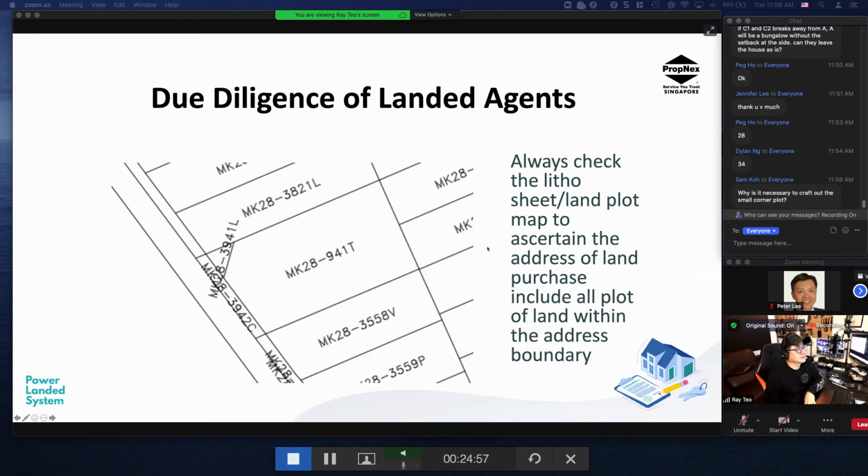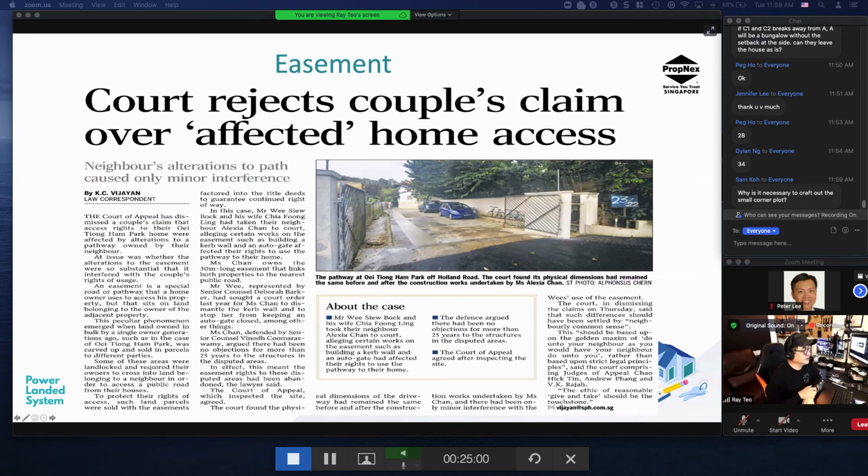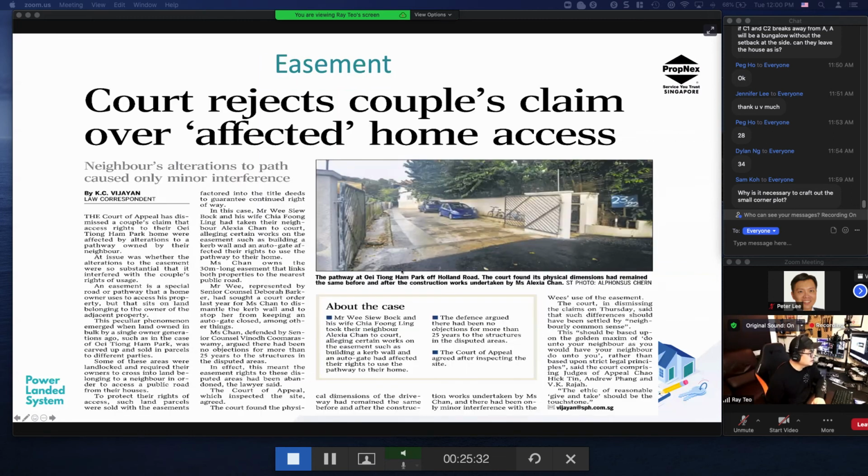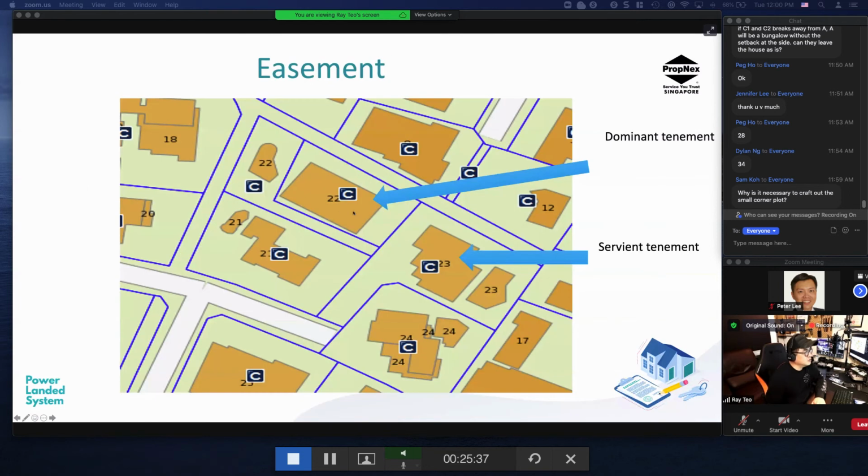One of the other things that we need to take a look at is easement. Do take note. What is easement? Easement is the right to use another person's land. For example, this is a court case fought between two neighbors, number 22 and number 23. I'm going to show you how it looks. The blue line denotes the boundary line of the property. Number 22, Wee Tiong Ham Park.